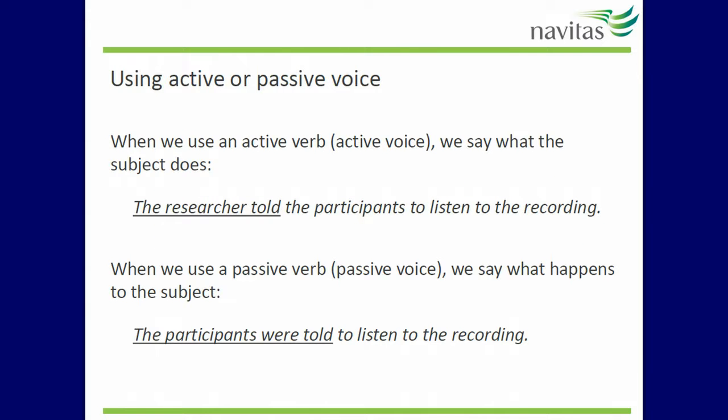Now let's look at active and passive voice. Active voice is when we mention the doer of an action. In this case, who is telling the participants? It's the researcher. For passive voice, we don't mention who does the action, usually because it's not important who did it. You can see in this example that we know the participants were told, but we don't know who did the telling.